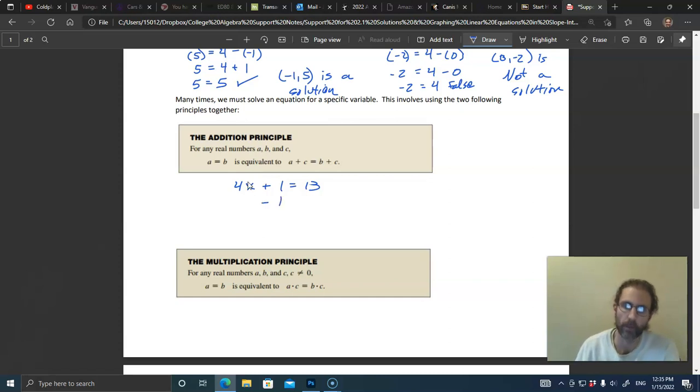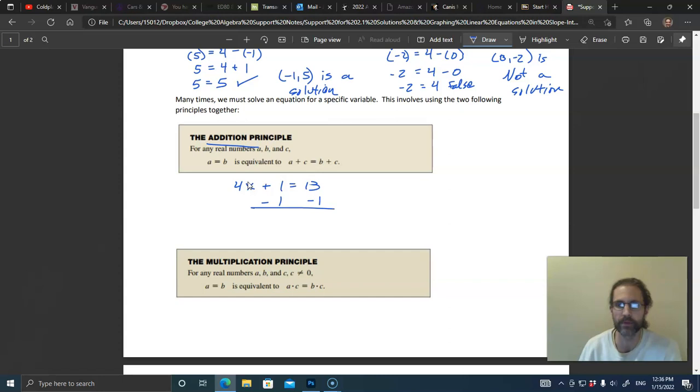Okay? But what the addition principle says is that if you subtract 1 from the left side of this equation, then you've got to subtract 1 from the right-hand side, because this equation is like a seesaw. It has got to stay balanced. If I just subtract 1 from one side, then it becomes unbalanced. One side becomes heavier than the other one. So I've got to do the same thing to both sides. You guys have probably heard this before.